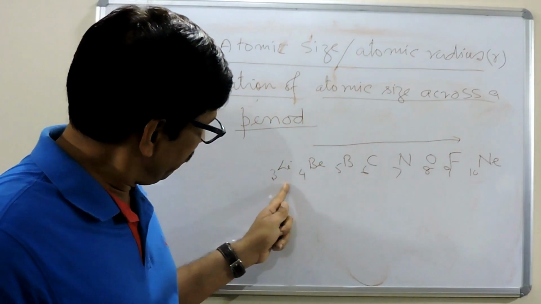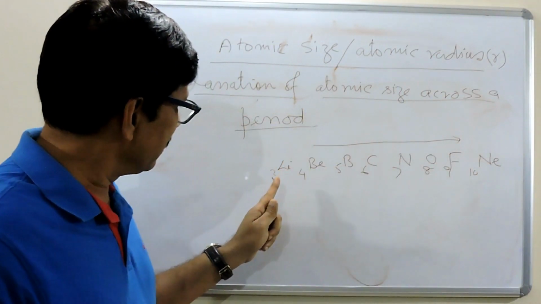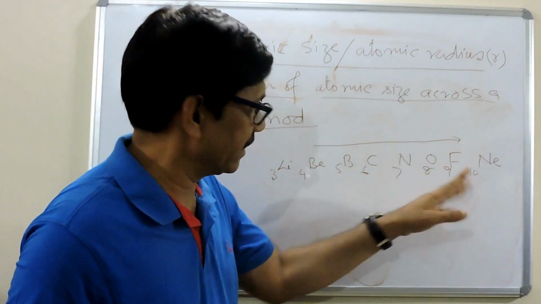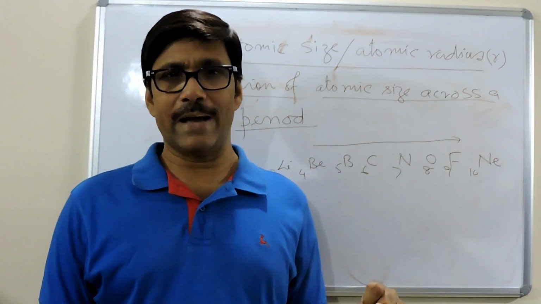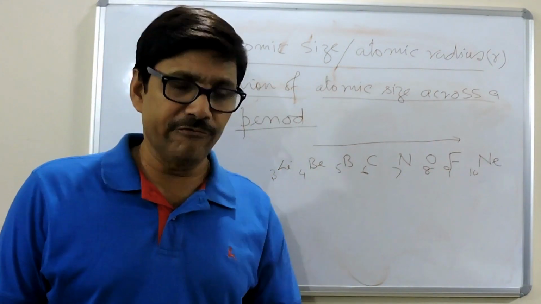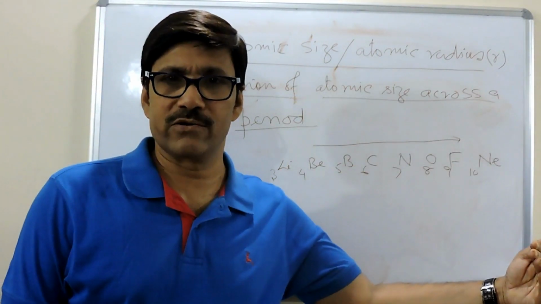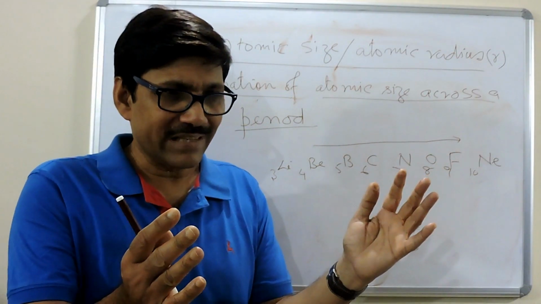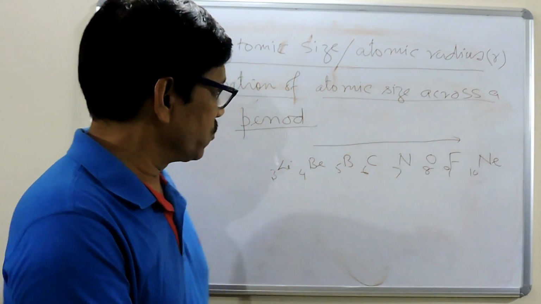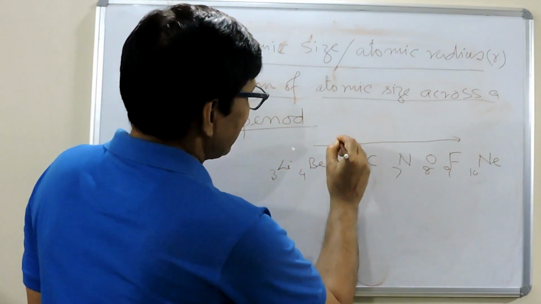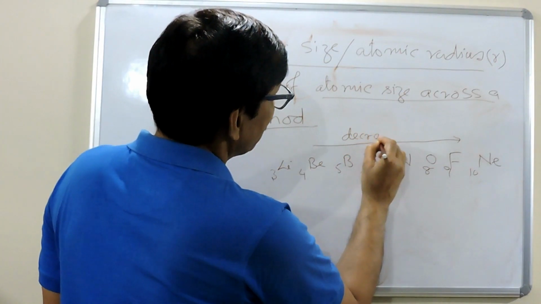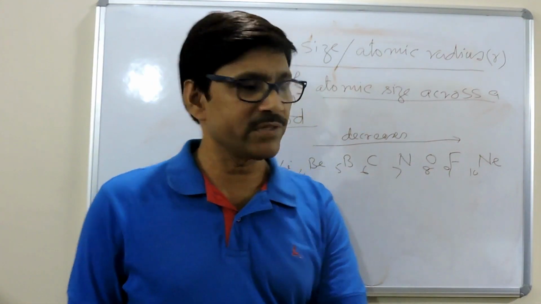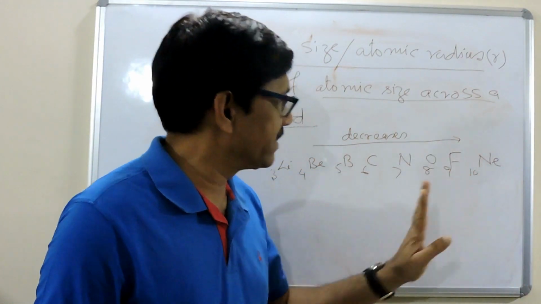But as you move across the period, what you find is that the atomic number, meaning the number of protons present in the nucleus, is increasing. And so due to this, what will happen? The effective force of attraction on the last shell electron by the protons will increase. And due to this, what will happen? The size will decrease. So across the period, size decreases.